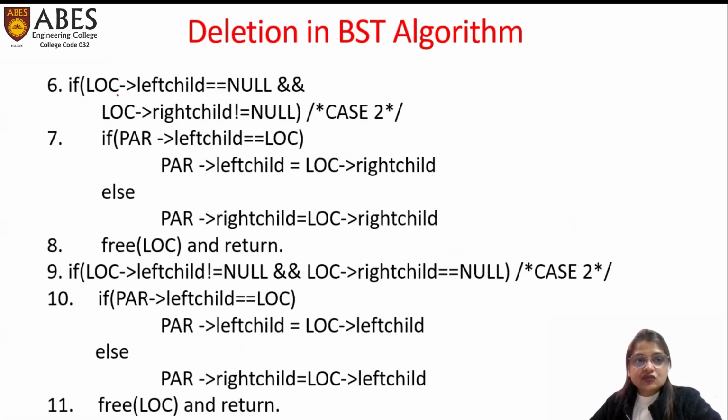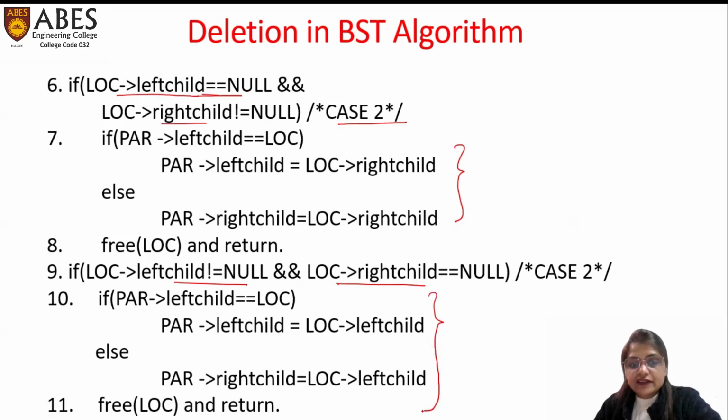This is for case 2. Maybe the node which I want to delete has a right child but not a left child. In that case, case 2 will be executed and these steps will be performed. Maybe the left child is not null and the location of the right child is null. Then these steps need to be executed here.